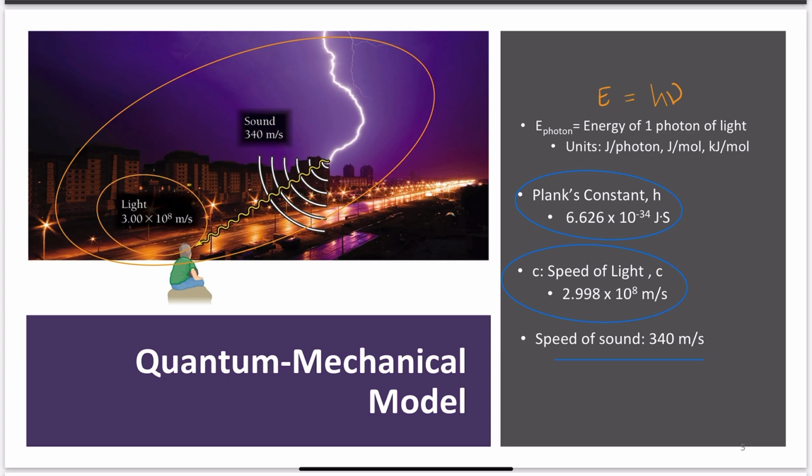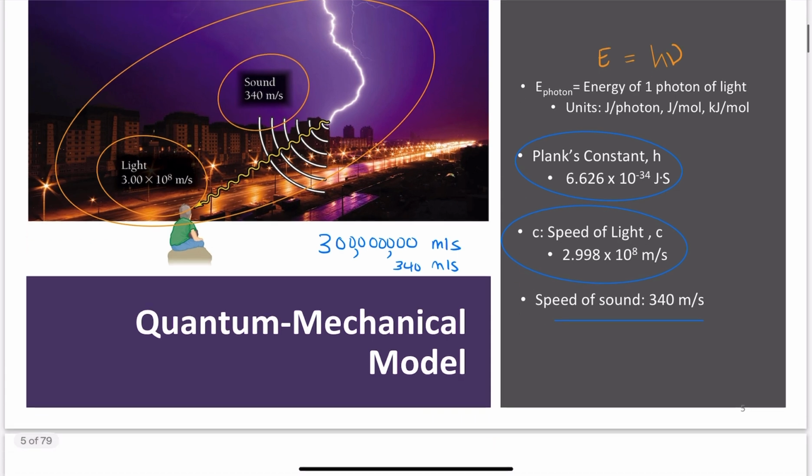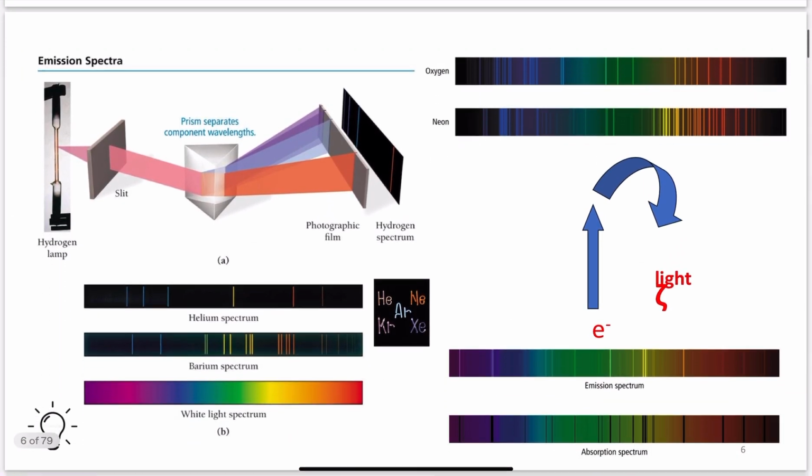But your speed of light, 3 times 10 to the eighth meters per second, compared to speed of sound, 340 meters per second. Speed of light's just a lot faster. So that's why you always see the lightning before you ever hear the thunder. But they do go hand in hand.